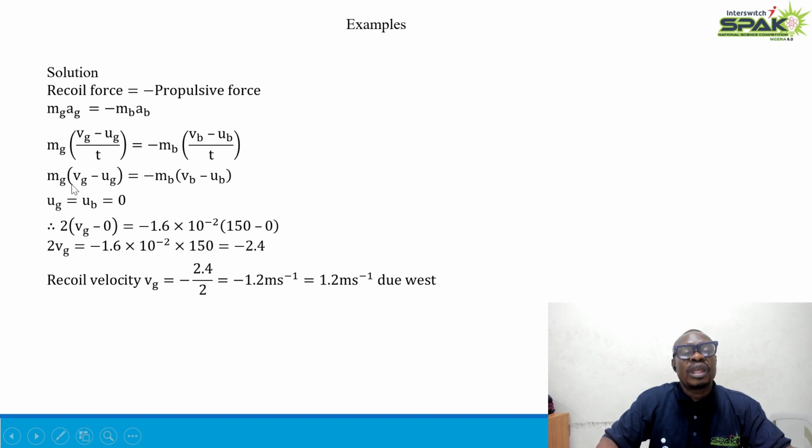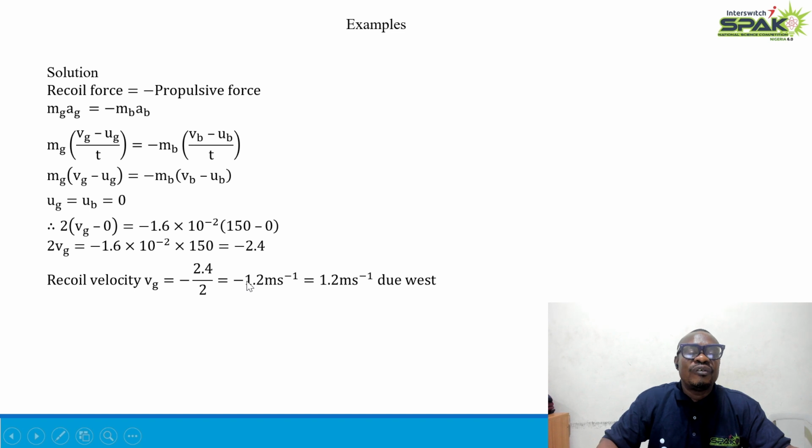So you now have mass and velocity here. In this question we just substitute directly. Mass of the gun is 2, the velocity of the gun is unknown, and the initial velocity is 0. Mass of the bullet is 1.6 times 10 raised to power minus 2. Then the velocity with which it moves is 150 meters per second, but the initial velocity is 0. Then when you open up the bracket, you have 2v, that is the velocity of the gun. Multiply this together, you have 2.4. So when you make v the subject of the formula, you end up having 1.2 meters per second.